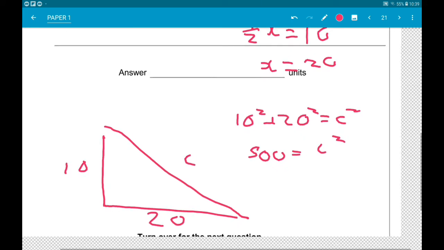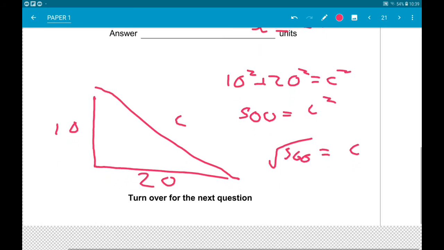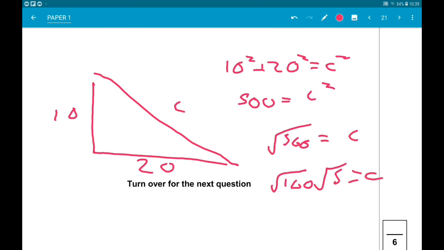So if we square root that, root 500 is C. Now we need to split the side. We know in our answer we want a root 5. So we can say that's root 100 root 5. The square root of 100 is 10. So AB is 10 root 5.